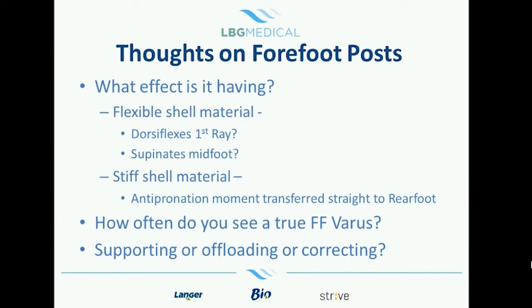If you use a more rigid shell, then the antipronatory moment that you're putting in the forefoot is then transferred all the way back to the rear foot. So if that's what you're trying to achieve, you would definitely need a more rigid shell rather than something flexible like an EVA. I'd also question how often you actually see a true forefoot varus. Most of the time it's soft tissue compensation or supinatus. So you might not want to support that with a rigid post.